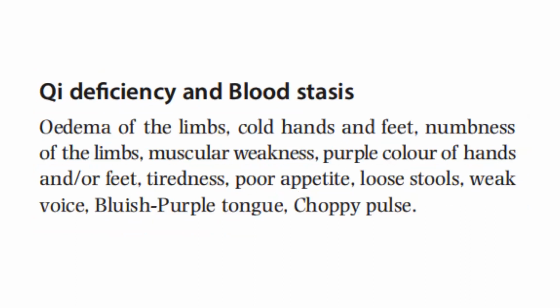Next, we have chi and blood stasis. Here we will see edema of the limbs, cold hands and feet, numbness of the limbs, muscular weakness, purple color of hands and or feet, tiredness, poor appetite, loose stools, weak voice, a bluish purple tongue, and a choppy pulse.